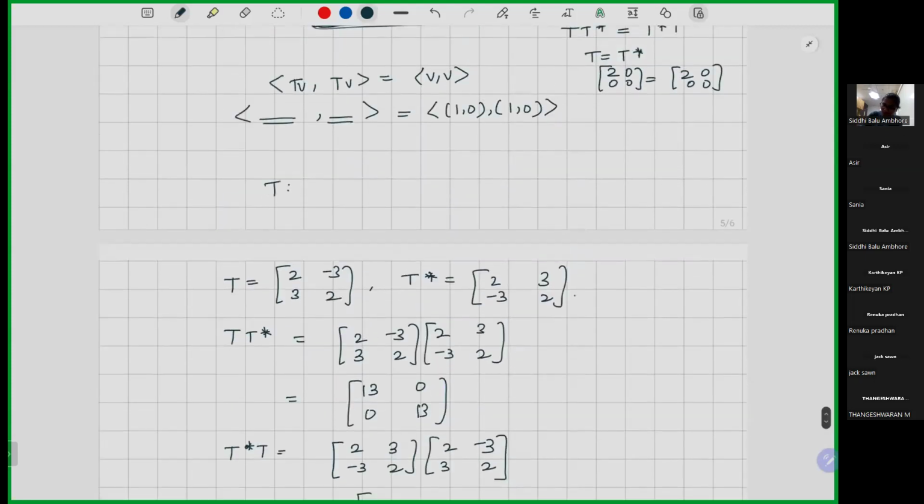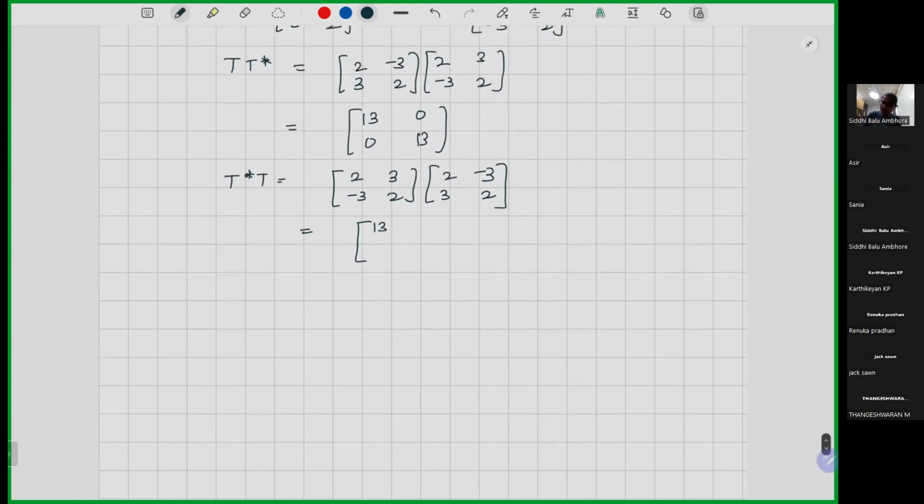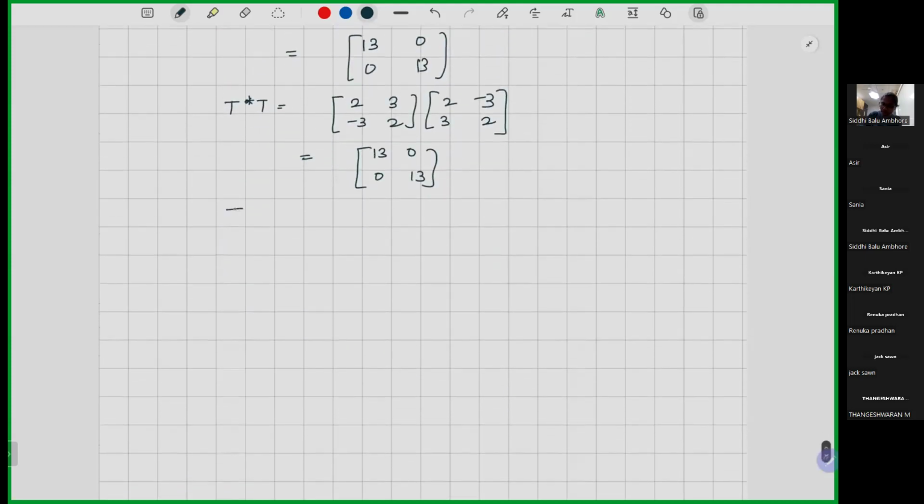I don't need to write this out. A is equal to 2, minus 3, 3, 2, and T is equal to LA from R2 to R2, with T beta beta just representing T, just notation. And this will again be 13, 0, 0, 13. You can calculate this, and this will imply that T T star is equal to T star T.